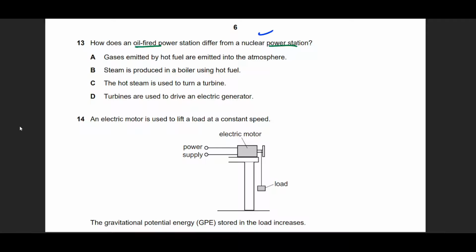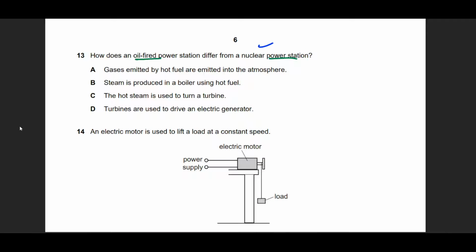Now, nuclear power stations make heat by the nuclear fission process, by breaking down the nucleus. Oil-powered stations actually burn the fossil fuel. This is where the problem lies. This is where the environmental factors, or you can say global warming, come into play, right?